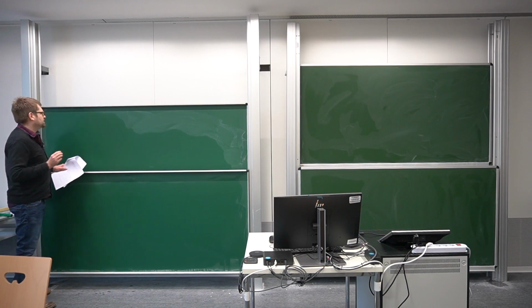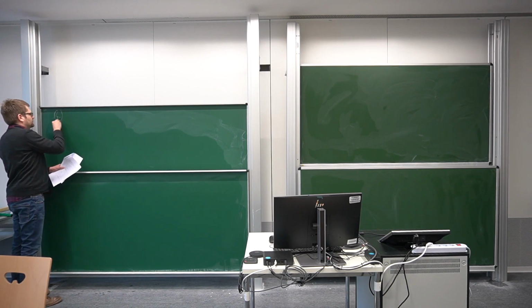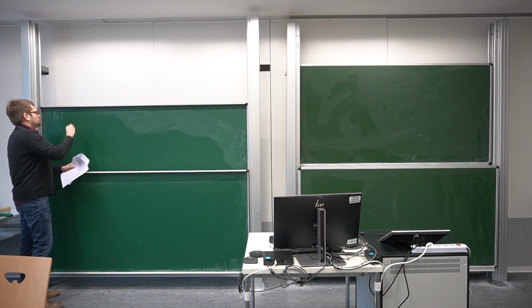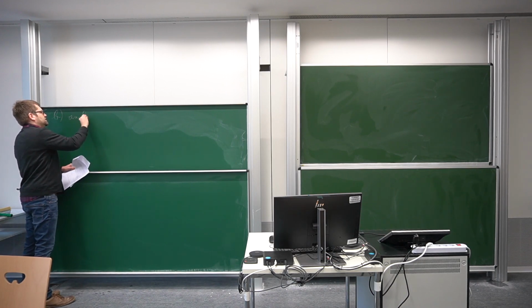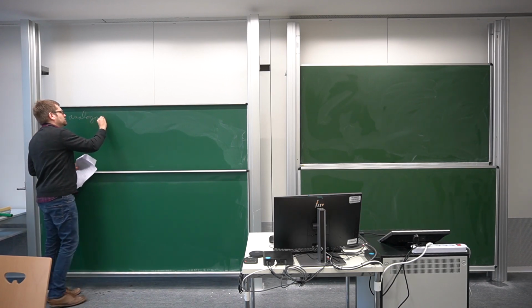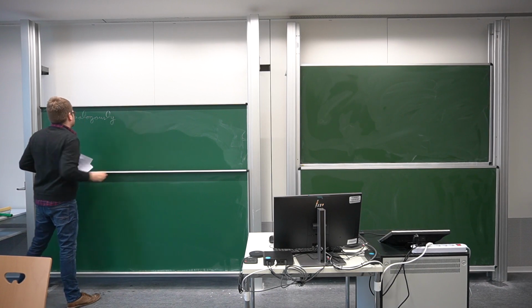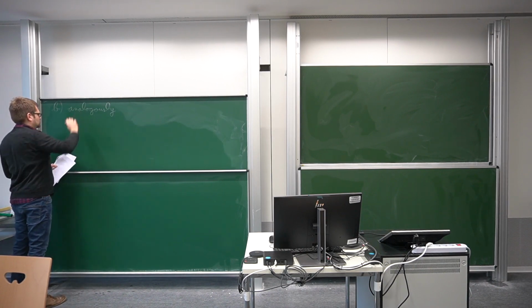Now, part B of the statement can be shown by very analogous computations, and I will skip this proof because it is really not very difficult. This is just a standard computation, so B is shown analogously.